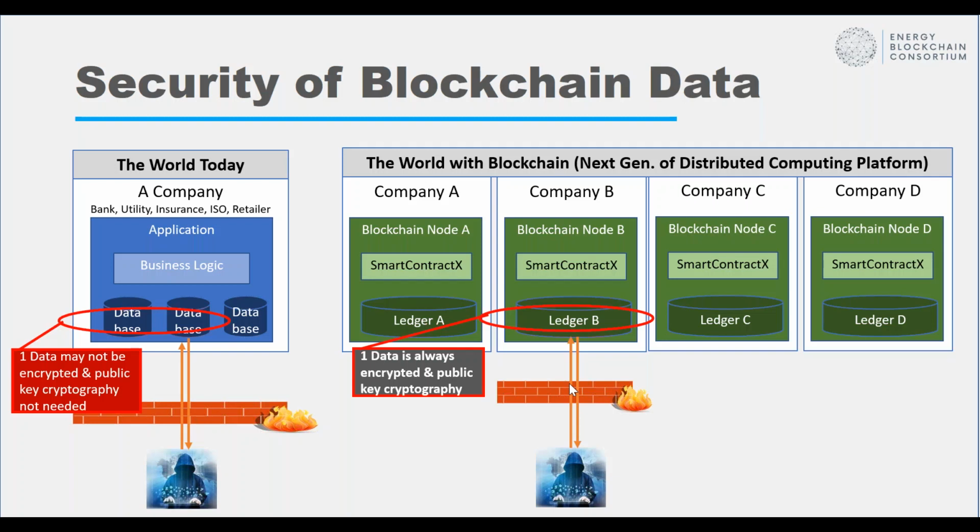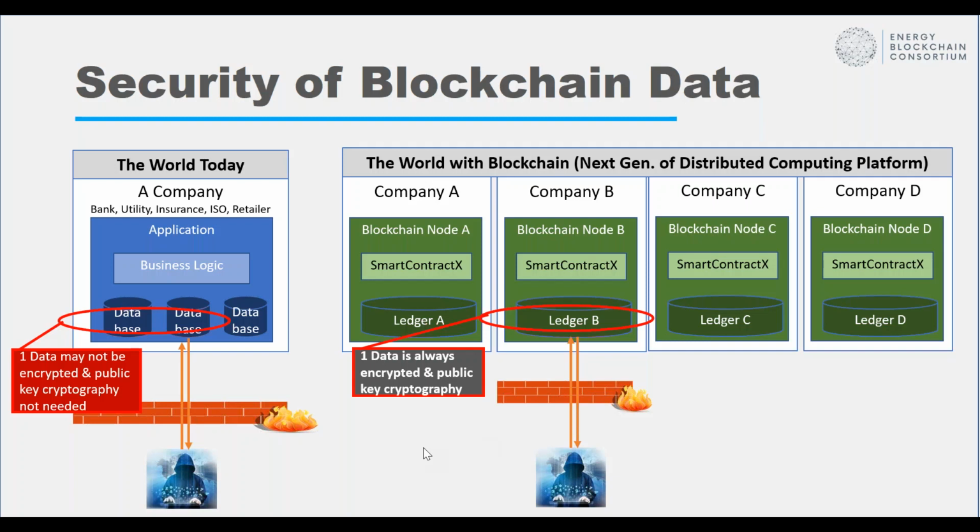Maybe it's encrypted, but it may not be public key cryptography. So if a hacker comes into this firewall, he or she can steal this data. Why? Because it may not be encrypted, number one. Number two, it may not have public key cryptography, and the encryption may be so weak that he or she gets it. And all the stuff that we've heard in the news is because of this.